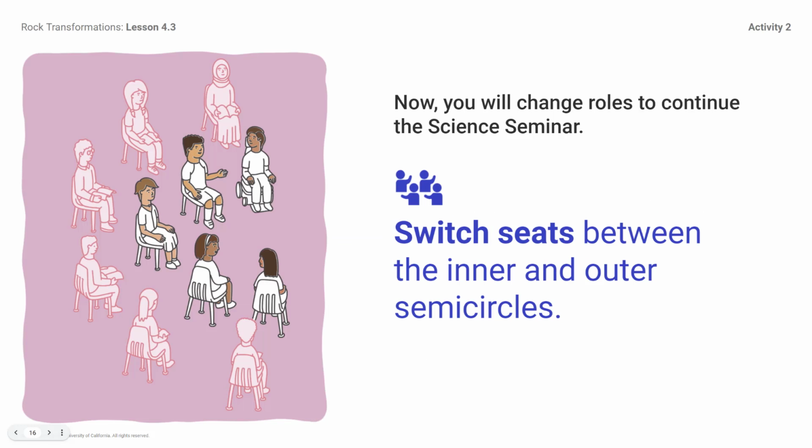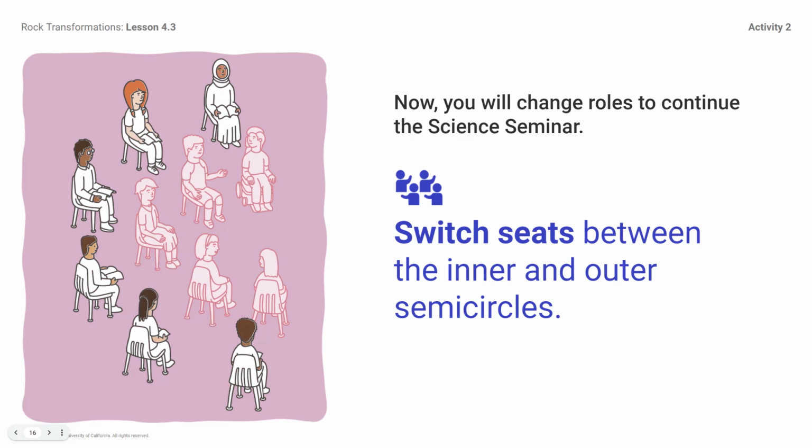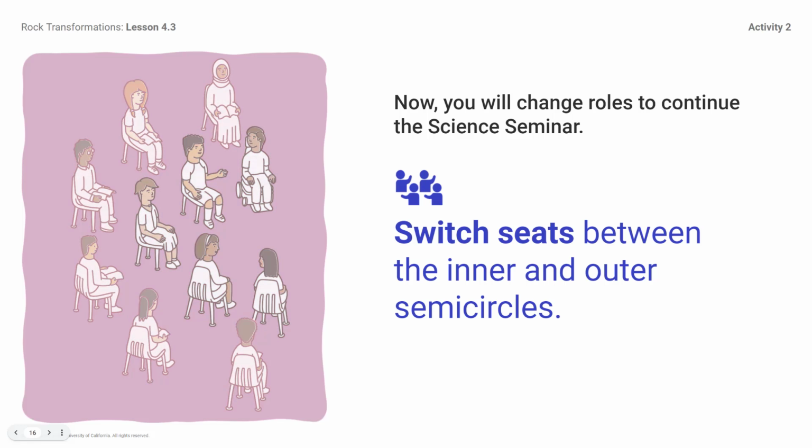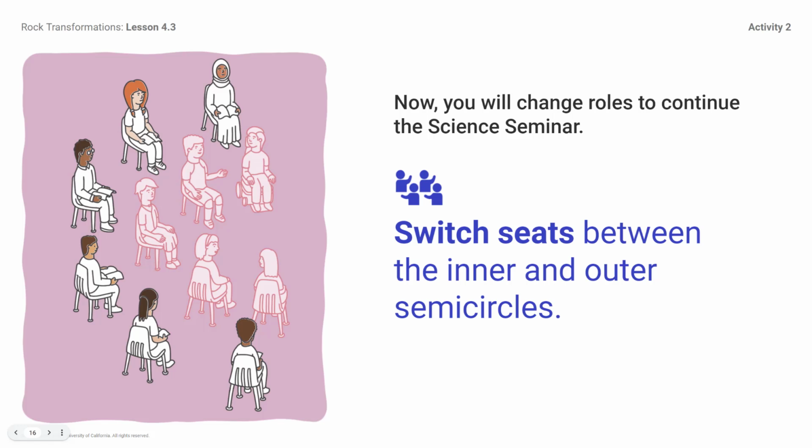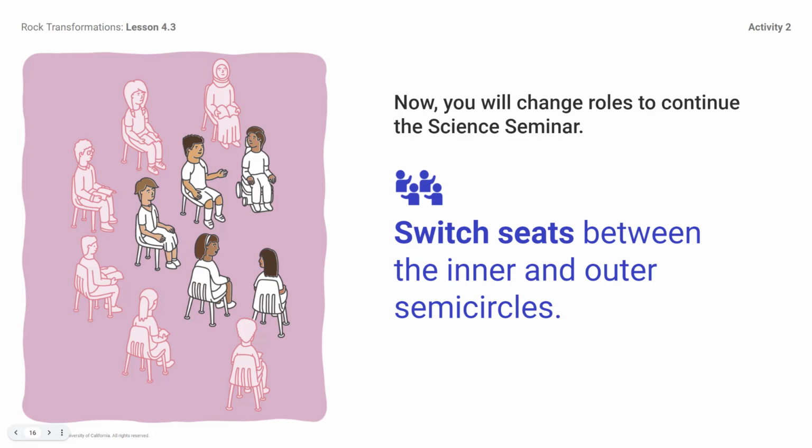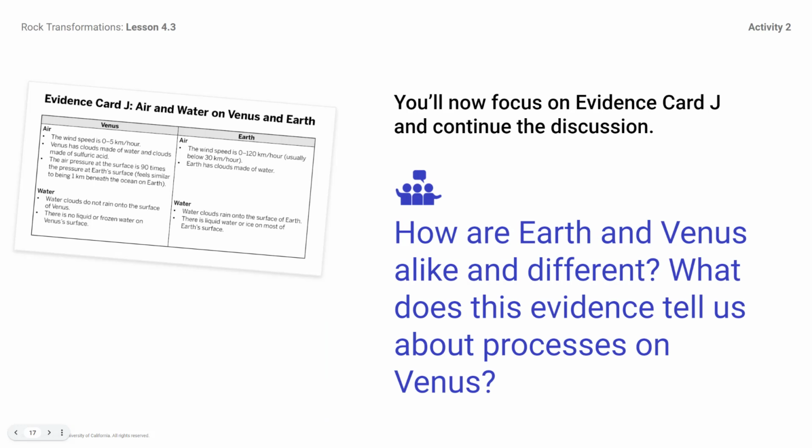Now you will change roles to continue the science seminar. Switch seats between the inner and outer semicircles. Students moving to the inner semicircle, take out your argument organizers with evidence and reference cards. Students moving to the outer semicircle, take out your science seminar observation sheets or turn to page 113 of the investigation notebook. Now you focus on evidence card J and continue the discussion.